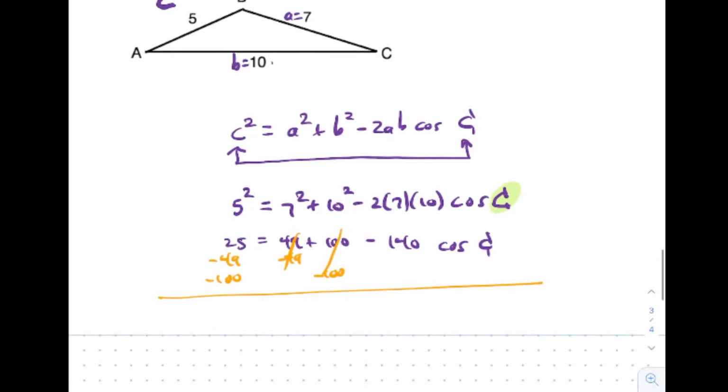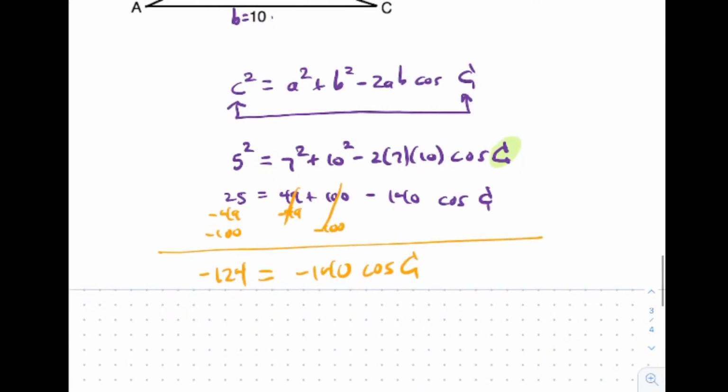Now we've got, let's see, negative something, right? Is this negative 124? 49 minus 25 is 24. Yep. Okay, negative 124 on this side. And over here you've got negative 140 times the cosine of angle C. Okay, so how are we supposed to get at angle C here? Well, first get the cosine part by itself, which means you divide both sides by the negative 140.